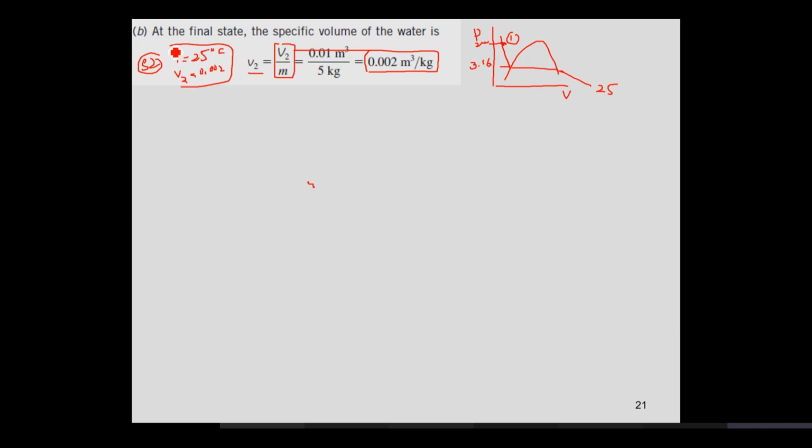If I have these two properties known to me, I'll go to 25 degrees centigrade, table A4. Vf is 0.001 and Vg is 43.40 from table A4. Can I find out whether I am in mixed region, compressed liquid region or superheated region?